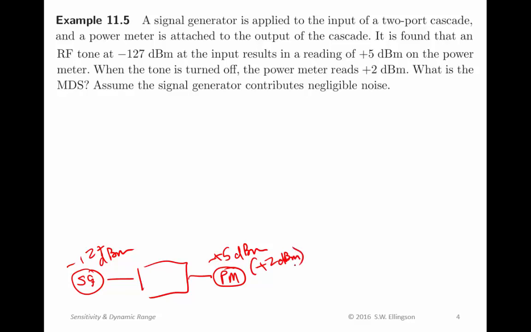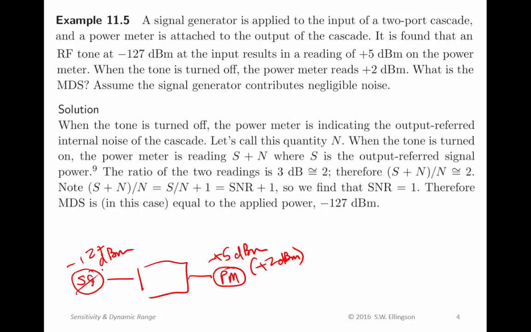So presumably that +2 dBm is associated with internal noise. So what's the MDS in this scenario? And also we're told to assume that the signal generator contributes negligible noise. So here's the solution. When the tone is turned off, the power meter is indicating the output-referred internal noise of the cascade, as I just pointed out. So we can call that quantity N.